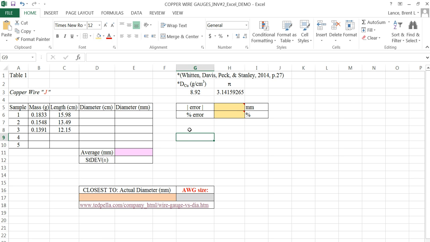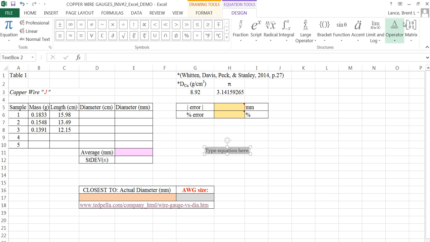The other thing that we might do is put the equation that we're going to use to calculate the diameter in centimeters. It's a pretty easy step to go from centimeters to millimeters, but we might highlight the formula, the equation, that we're going to use. So I'm going to go to Insert, Equation, and it says type equation here. So it is diameter in centimeters is equal to, okay, so you have to remember what it is equal to.